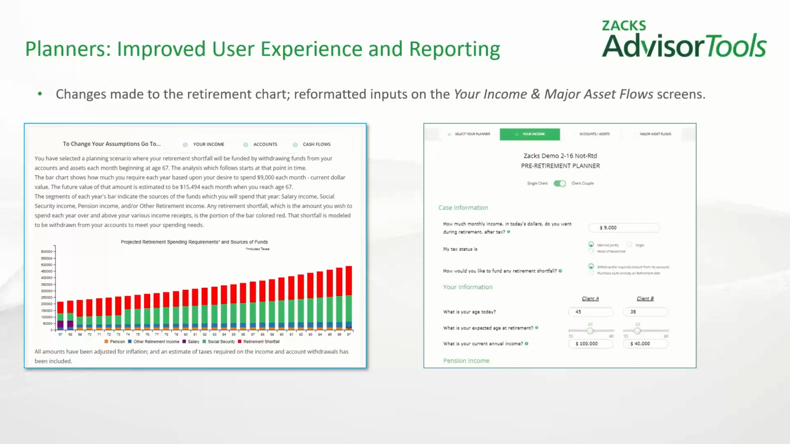We renamed the primary retirement chart as Projected Retirement Spending Requirements and Sources of Funds. The chart display was amended to remove tax as a segment of each year's bar. Taxes are still included to be part of the yearly spending requirement, represented as the altitude of each year's bar. Segments of each year's bar now represent only sources of funds: salary, Social Security, pension, other retirement income, and retirement shortfall. Additionally, we have made changes to the format of your income and major asset flows screens to streamline client data input.